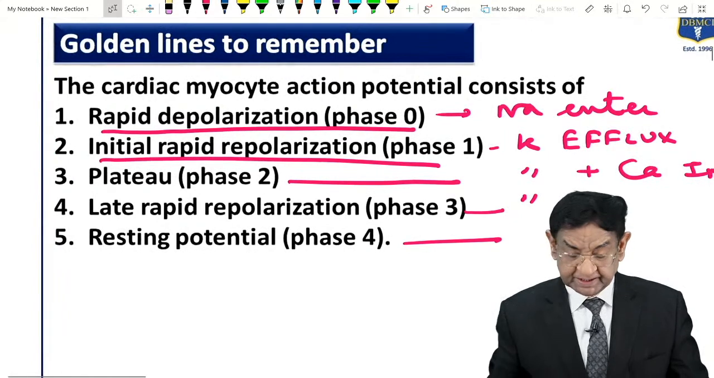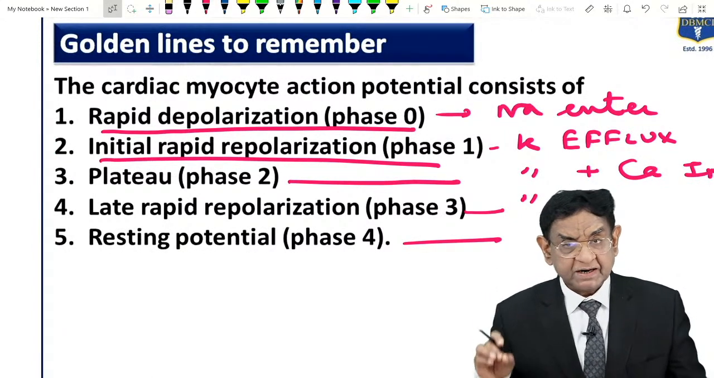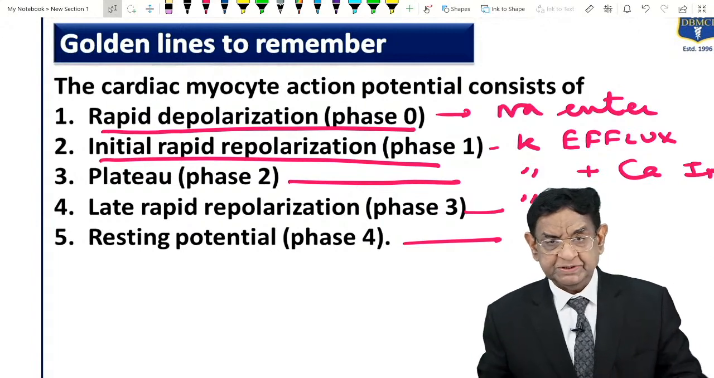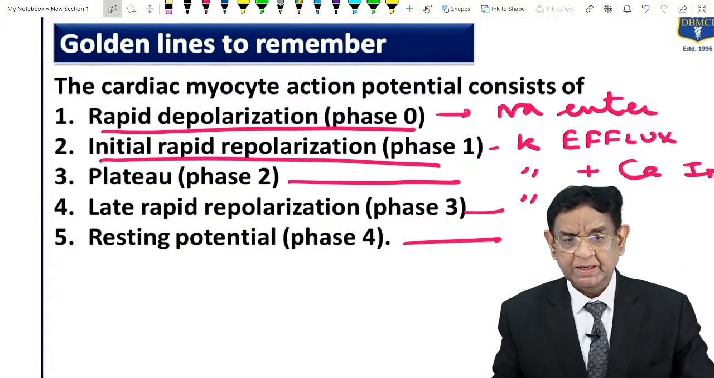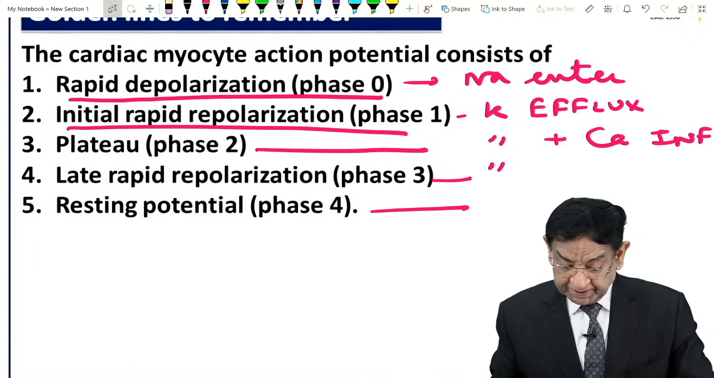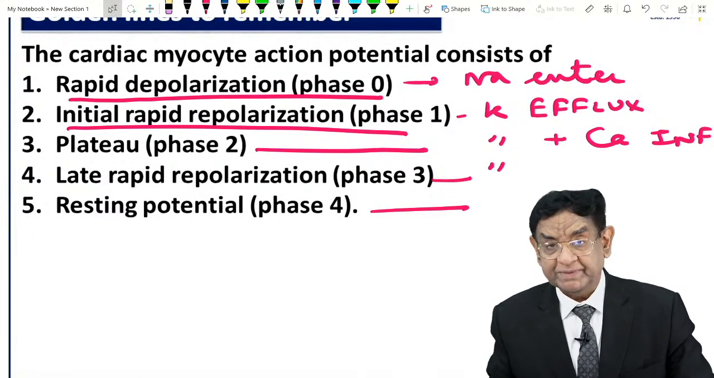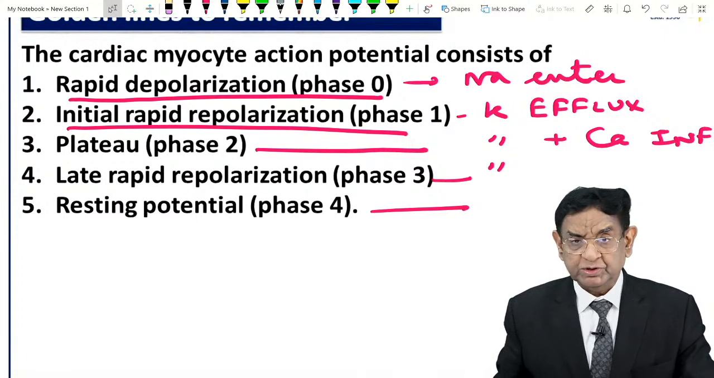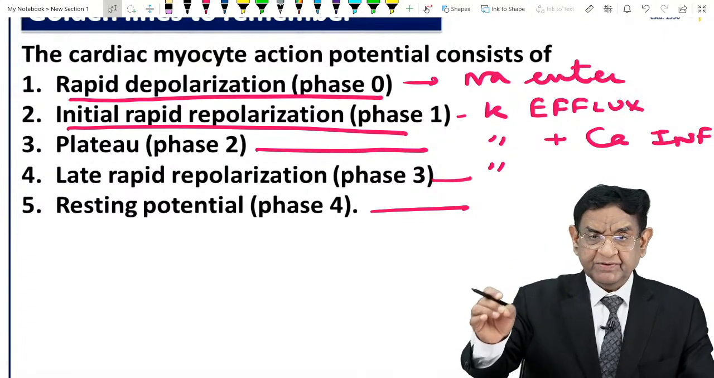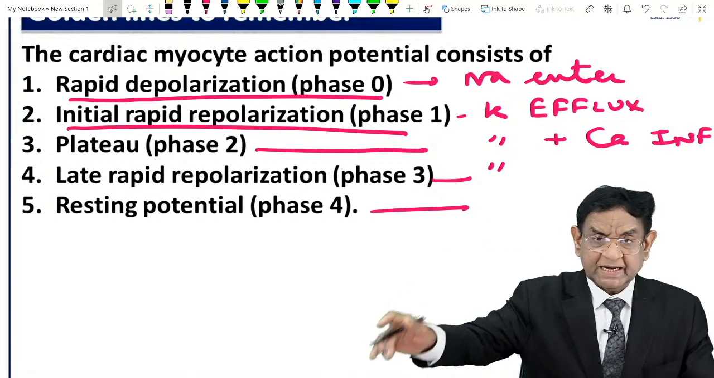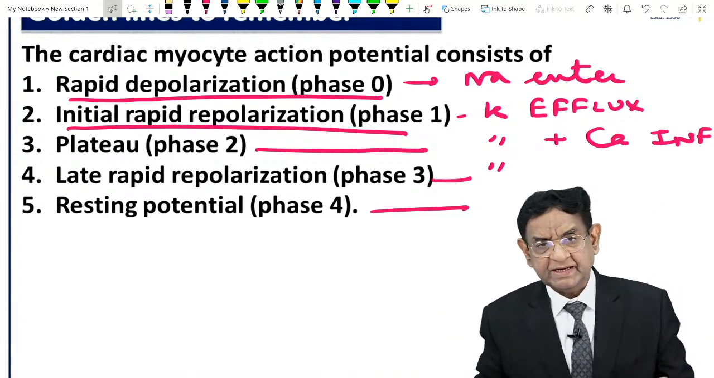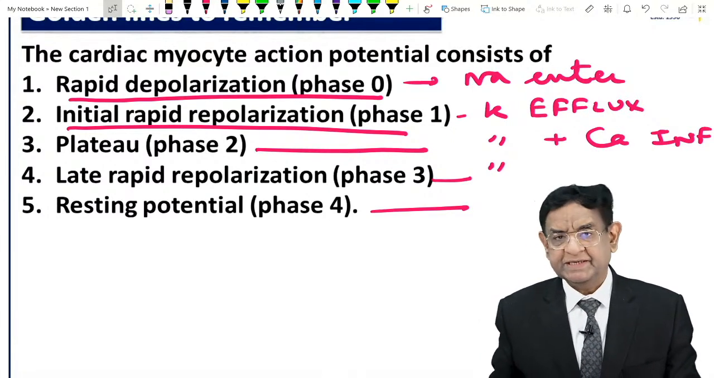This is the summary. The entire cardiac action potential summarized and squeezed into this one particular slide. Golden line to remember. So rapid depolarization, sodium influx, or sodium enters. 1, potassium efflux. 2, potassium efflux plus calcium. 3, potassium efflux. 4, everything comes back to normal, so-called they generate resting membrane potential.